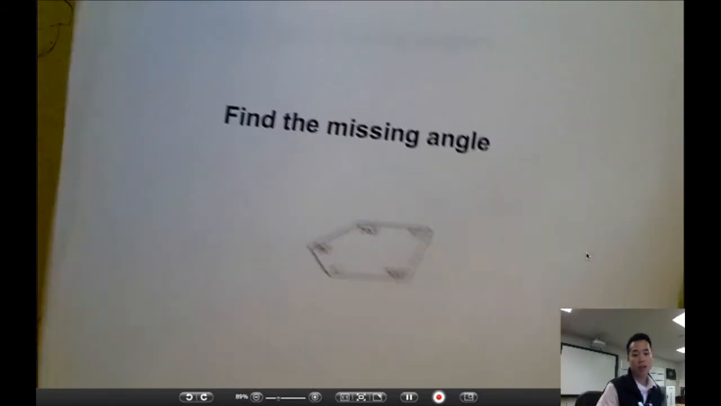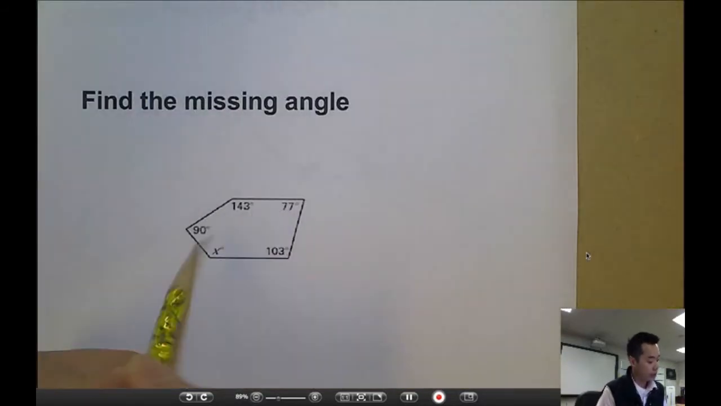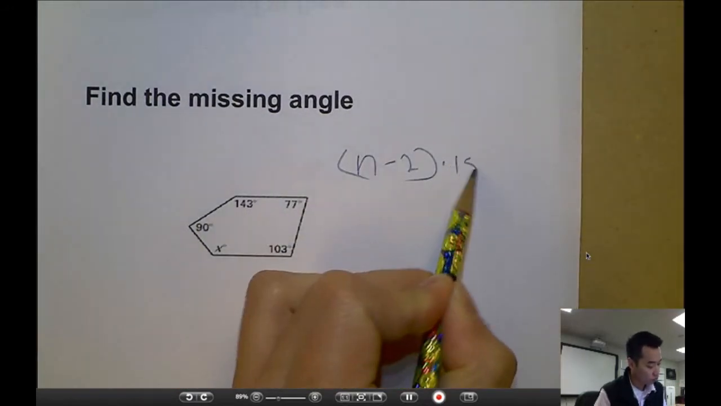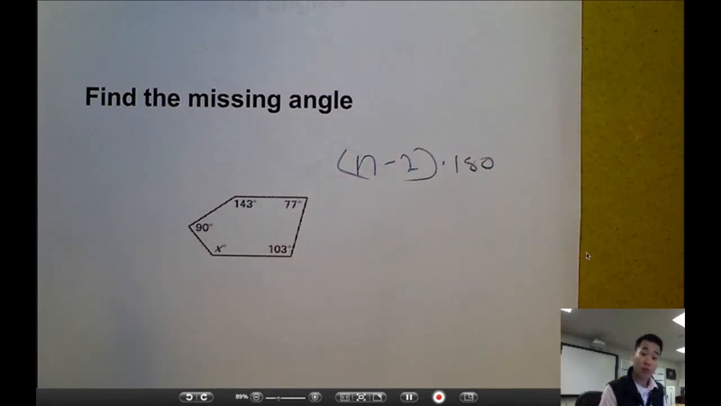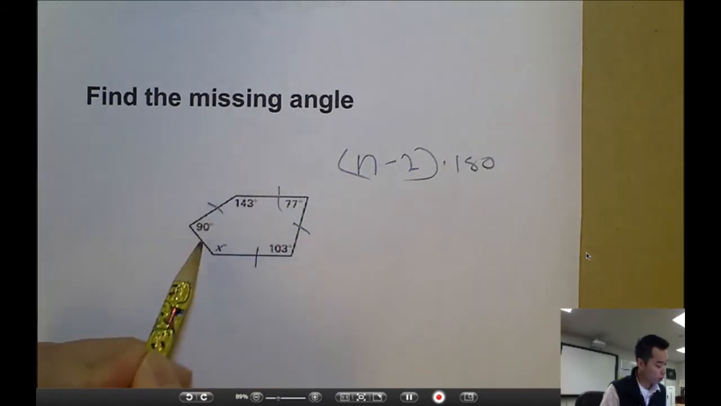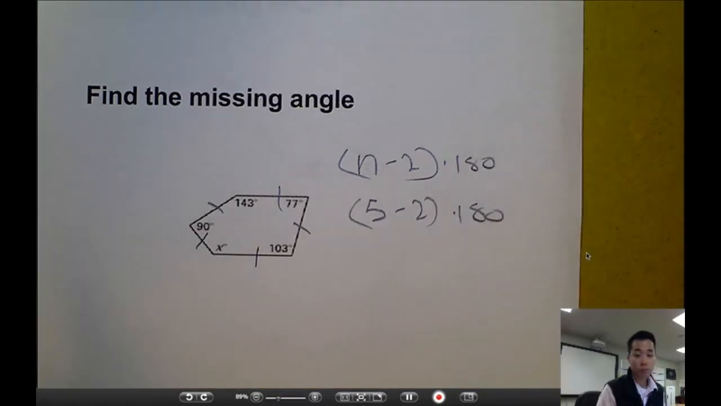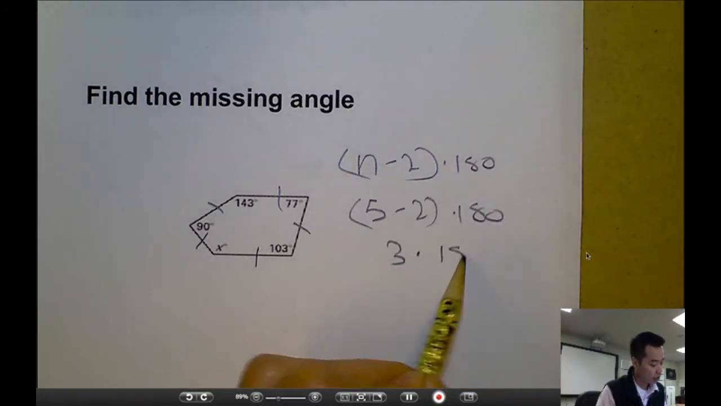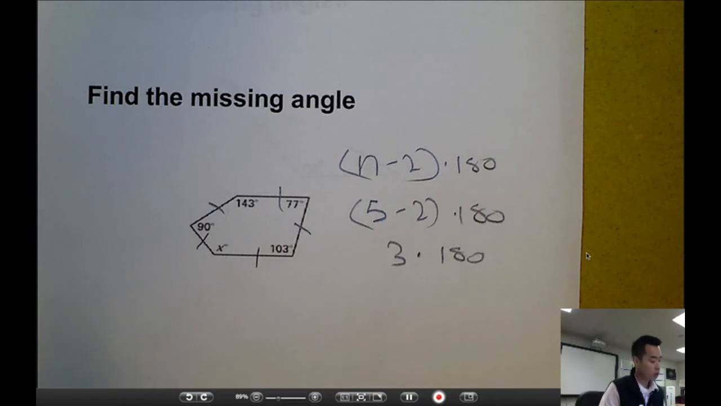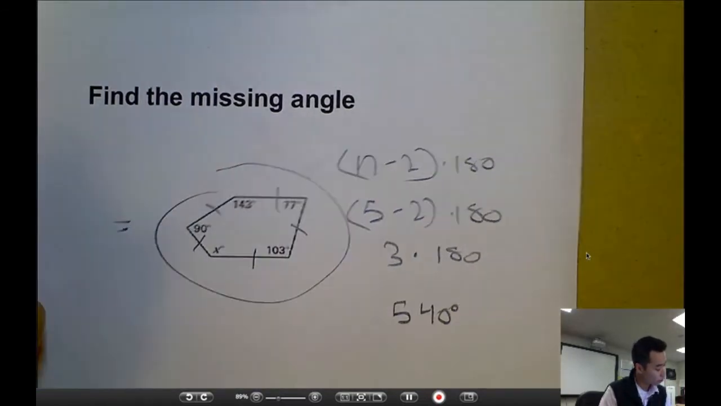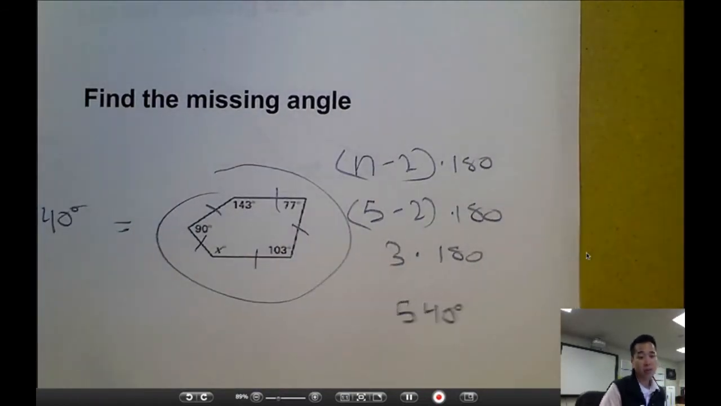So find the missing angle. Okay, so since we're dealing with interior angles and they already gave it to me, step 1, write the formula down. Step 2, what I'm going to do is find the sum that all of these need to add up to. So this is 1, 2, 3, 4, 5. So this will be 5 minus 2 times 180, and I get 3 times 180. So we know that would be 540 degrees.